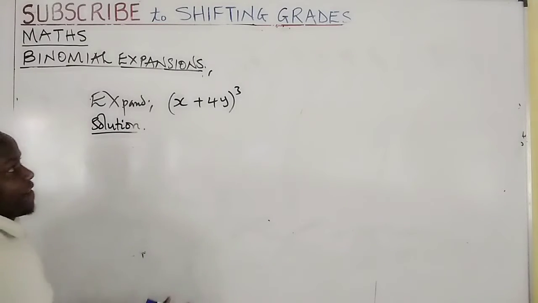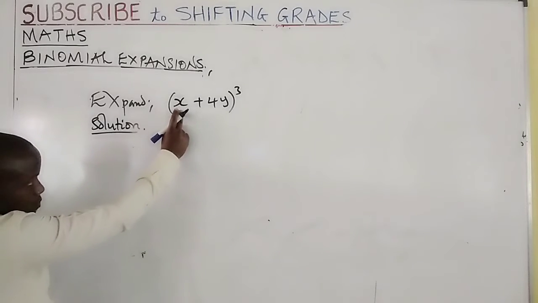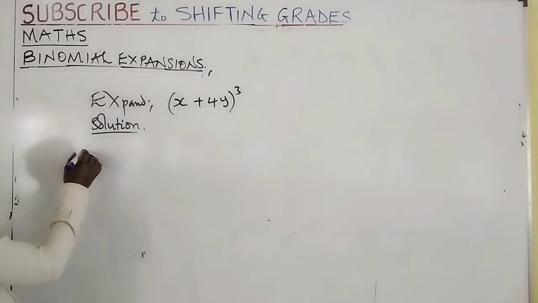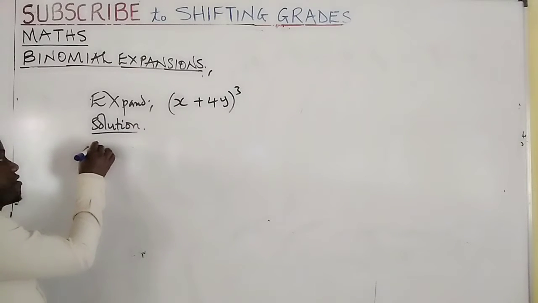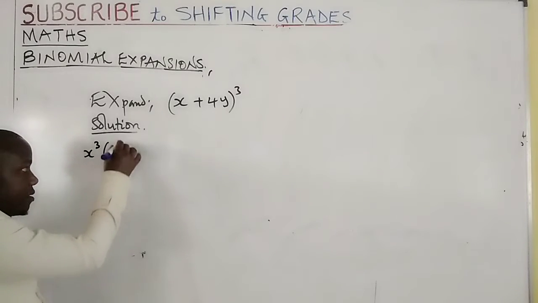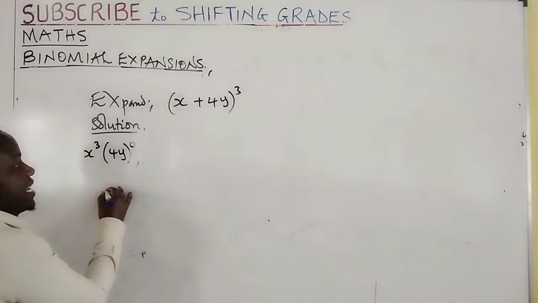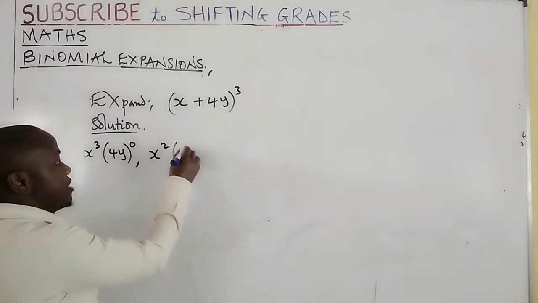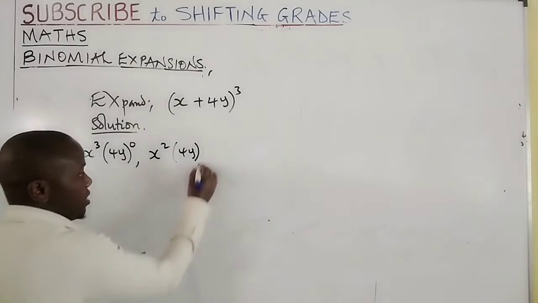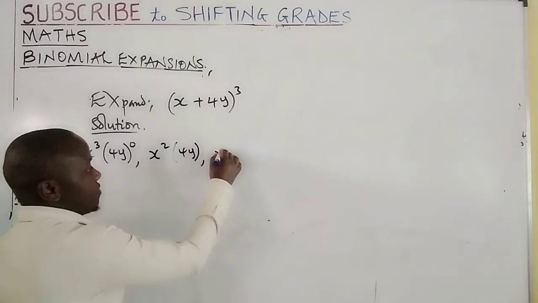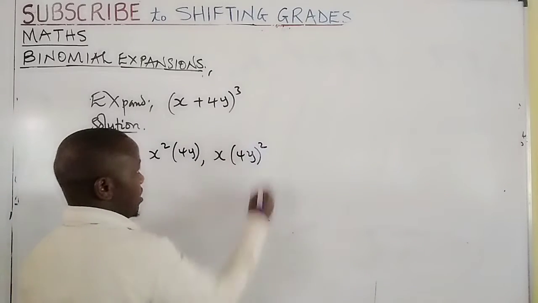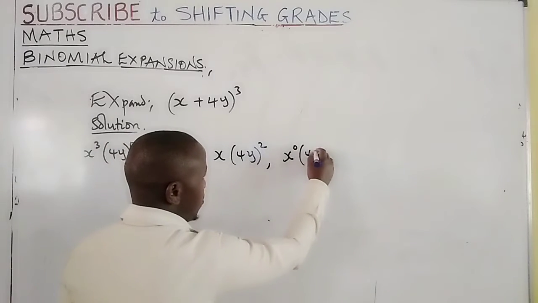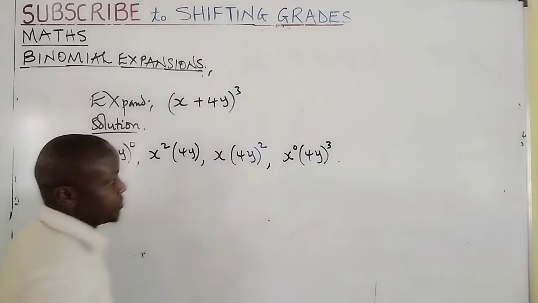We should note that as the powers of x will be descending, the powers of 4y should be increasing. Therefore, we will start with x to power 3, but 4y to power 0. The next term, x will go to power 2 now, but 4y will be to power 1. The other one, x to power 1, but 4y squared now. Then lastly, x goes to 0 as 4y becomes cubed.